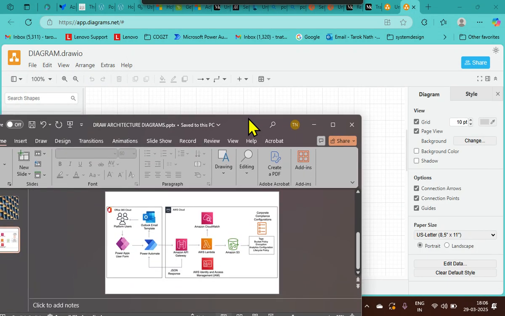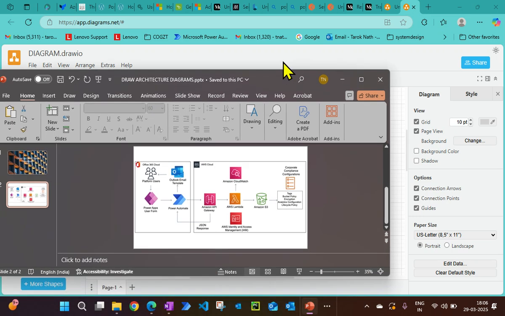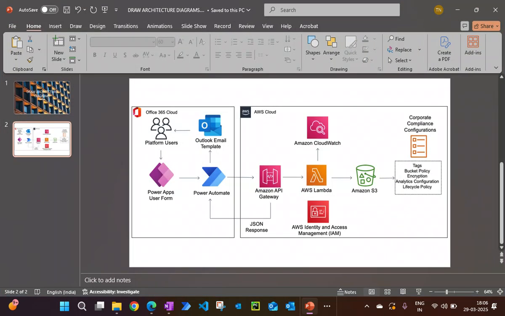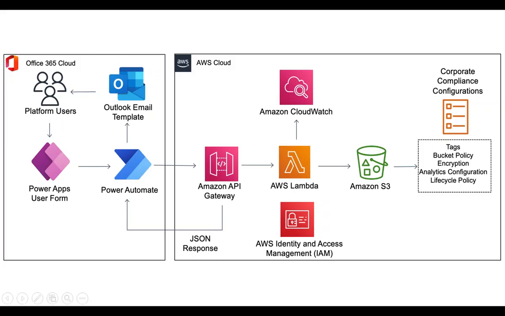Before starting, we need to analyze this diagram. This diagram has two blocks, the left side and the right side. One is the Office 365 cloud, which is in its own box, and then there is one more box on the right-hand side, that is the AWS cloud. This box contains all the AWS services, and this box contains the Office 365 services. And how are both of these linked? By these arrows. So we'll try to build this diagram.